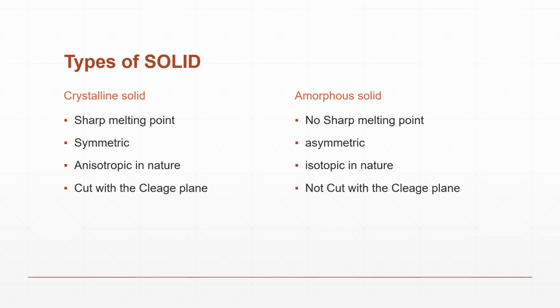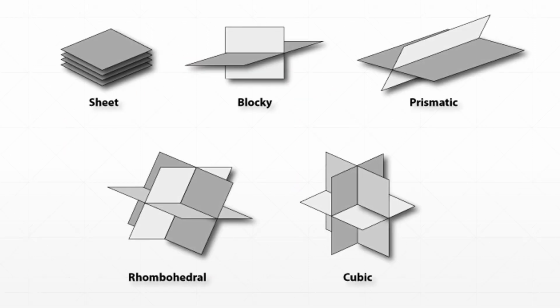After that, anisotropic: the crystalline are anisotropic and amorphous are isotropic. After that, there are cut and cleavage, and in the second case there is no cut and cleavage. Now what is cleavage? Cleavage is basically a sheet, or we can say a structure by which we can cut a particle or a molecule.